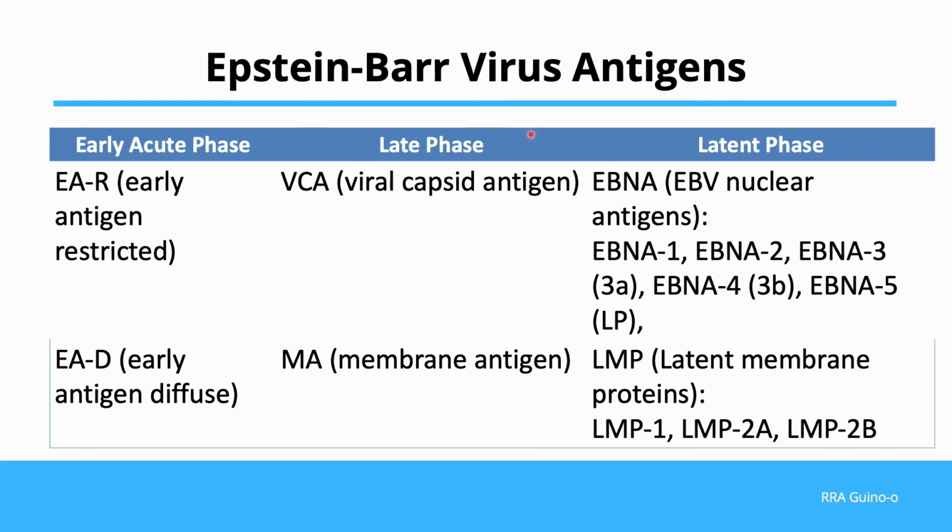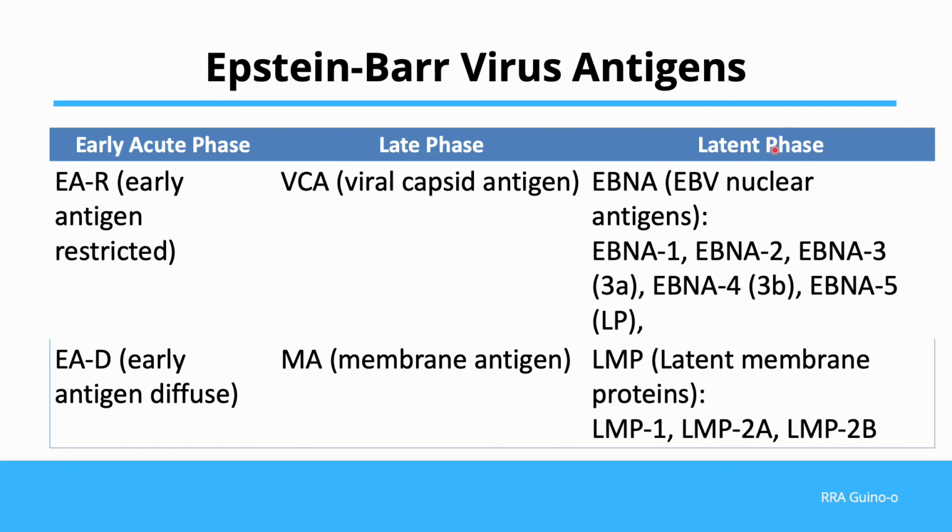Next, we have the late phase antigens. These are the viral capsid antigen, or VCA, and the membrane antigen, or MA. The late phase of infection occurs after viral DNA synthesis, when the virus has already created multiple copies of itself within the infected cell. When it has enough copies, the virus lyses the cell so that it can spread to surrounding cells. So the antigens that we encounter in the late phase correspond to the different parts of the virus, like your capsid and your membrane, or the viral envelope.